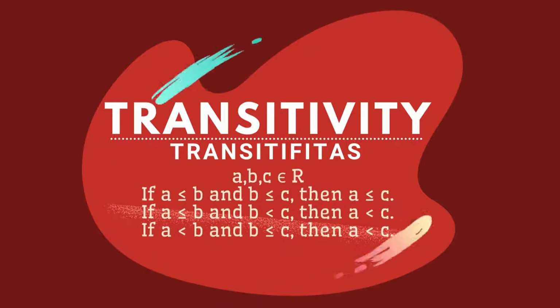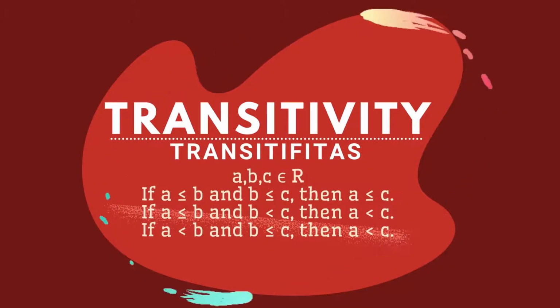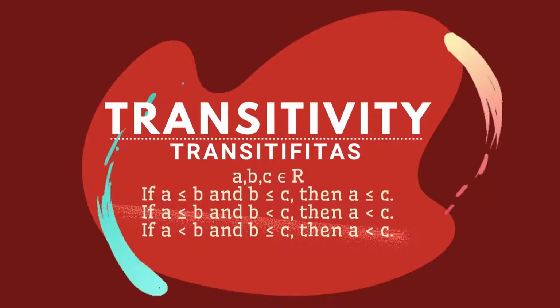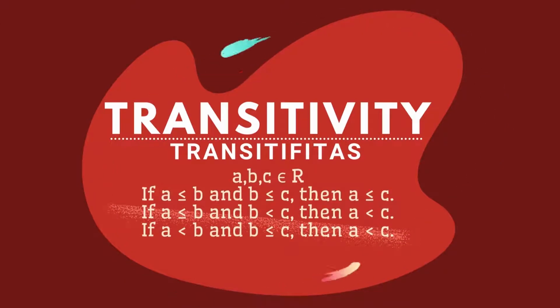After that, if A is less than B and B is less than or equal to C, then it can be concluded that A is less than C. From what I have explained earlier, we can conclude that if the sign of both inequalities is less than or equal to, then we can be sure that the resulting sign is less than or equal to. However, if the signs of the two inequalities are different, then it is certain that the final sign is only less than. And this rule also applies to greater than, as well as greater than or equal to.